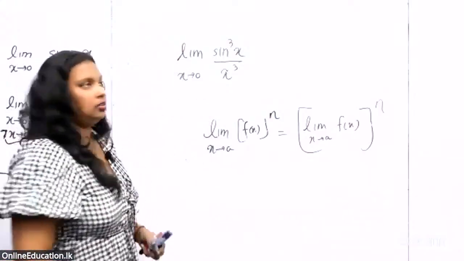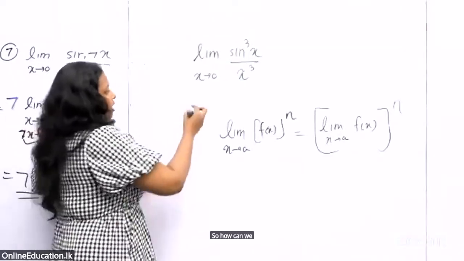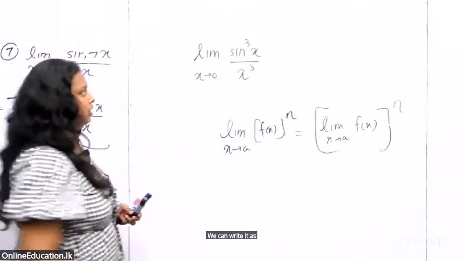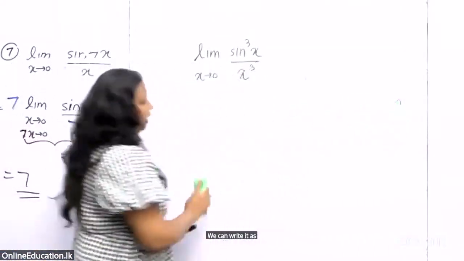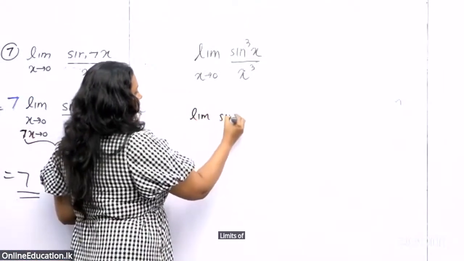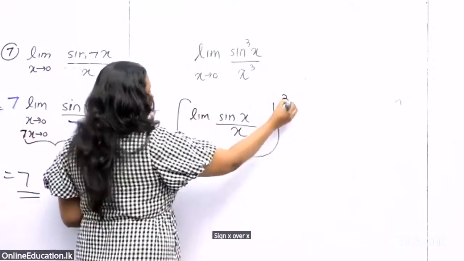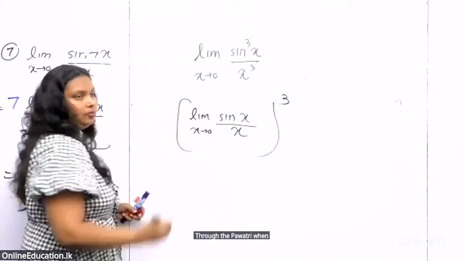Can you see? So how can we write? We can write it like this: limit of (sin x over x) to the power 3 when x tends to 0.